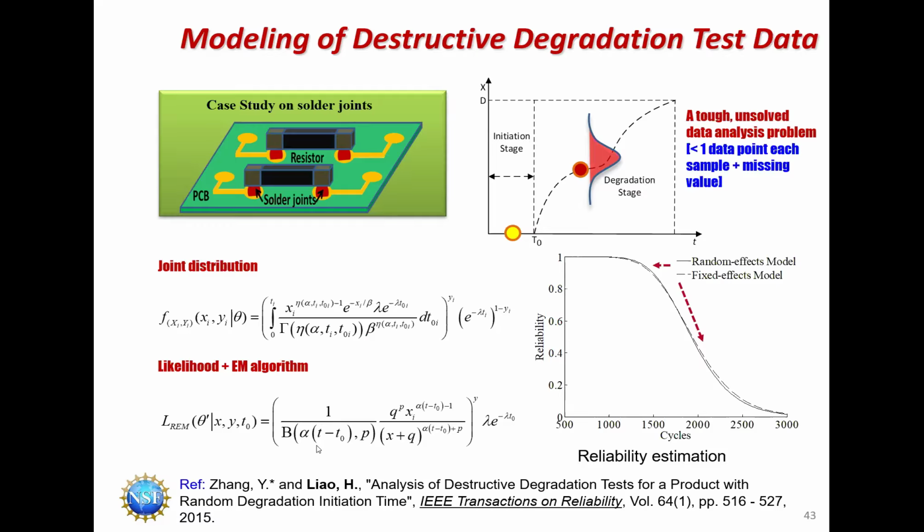Then we developed methods that consider the distribution of the initiation time, and we use a gamma process to model the degradation process. But since we do not have the degradation initiation time, we have to rely on the EM, expectation maximization, algorithm to estimate the complex parameters. In this process, the research also considers a random effects model and a fixed effect model. Based on the data we collected, it turns out these two models are not significantly different, so we can just stick to the fixed effect model. So let me stop here.